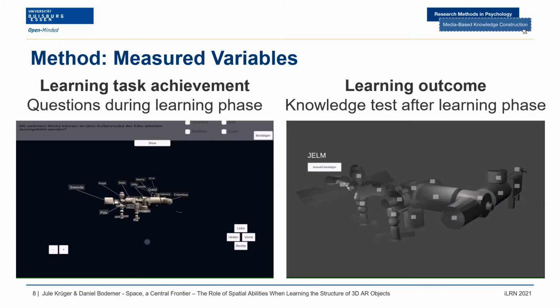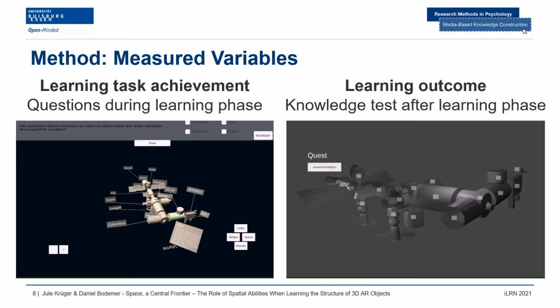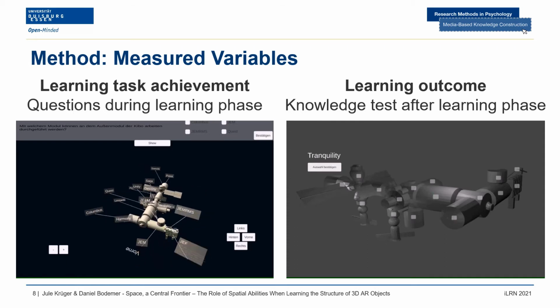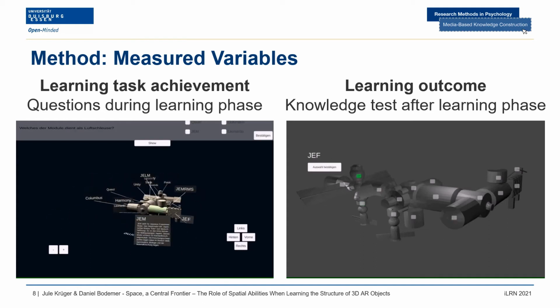Learning outcome was measured through the number of correctly named modules in a knowledge test after the learning phase. Each module name could be assigned to a module in a static visualization from one perspective. For both tasks, scores from 0 to 16 were possible.